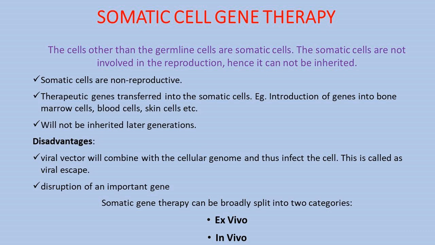It has a disadvantage that the viral vector will combine with the cellular genome and thus infect the cell. This is known as viral escape. Somatic gene therapy can now be broadly classified into two categories, ex vivo and in vivo.